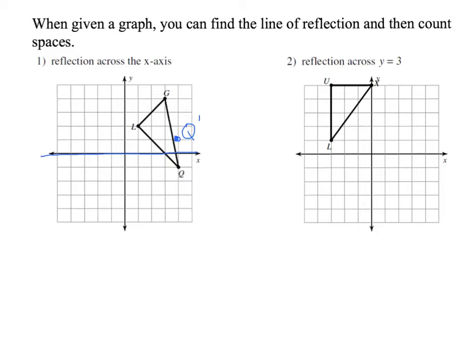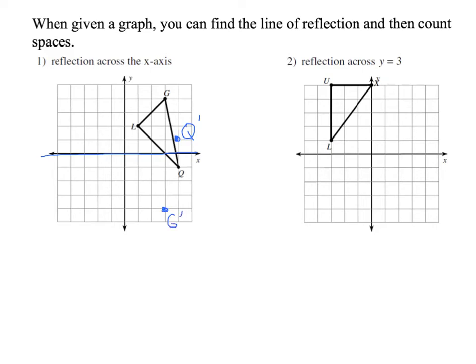I now repeat that process for each point. Start with G now. G is there. It's 1, 2, 3, 4 above. So we go 1, 2, 3, 4 below. Put a dot. Label it G prime.